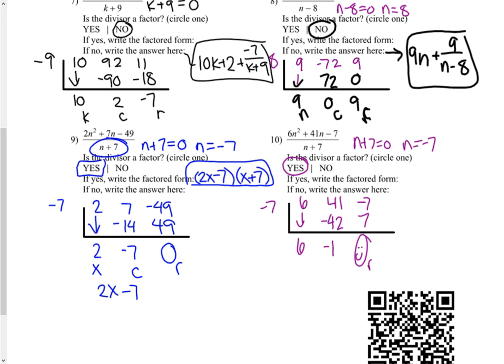My remainder, my constant, and x. So I know this gives me 6x minus 1. So my factored form is going to be 6x minus 1 times what we divided by. Again, I'm going to be consistent and continue to use x plus 7.